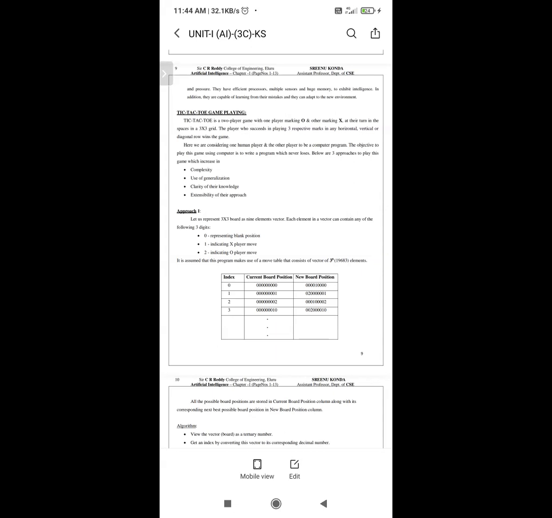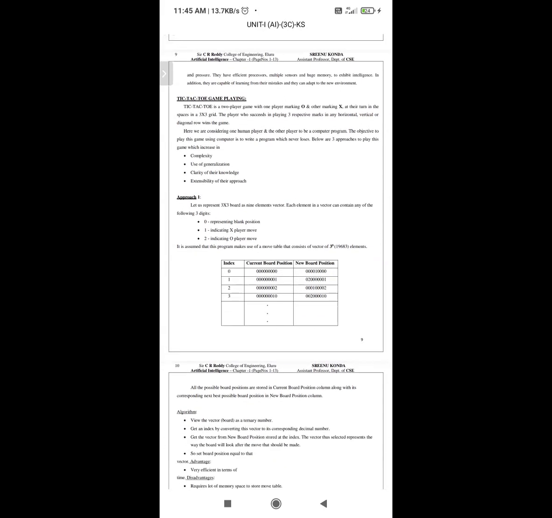And next one, index 2. So the current board position is 2. That means the player has made a move at the first position, player 2. Right. Now based on that position, the next player, that is the X player, is going to make a move at the 6th position.